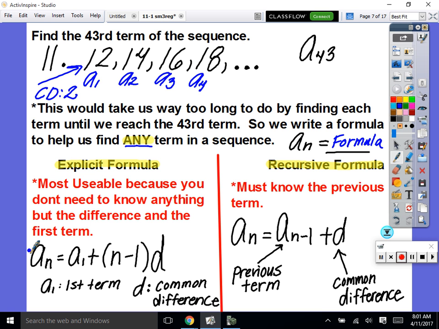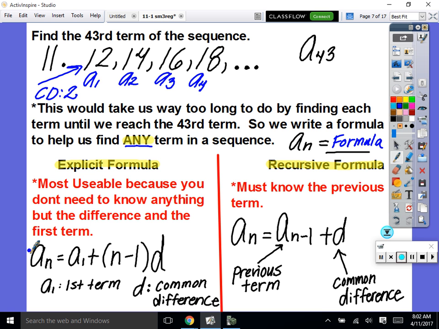So the recursive formula is this. A sub n, any term in the sequence, is a sub n minus 1 plus d. Now remember what that really means. That means you take the previous term, a sub n minus 1 is the previous term, and then you add the common difference. So this one's the more straightforward formula, but it's not really helpful, to be honest. But you're still going to be asked to write one. Remember that n minus 1 just means the previous term, and then d is the common difference.